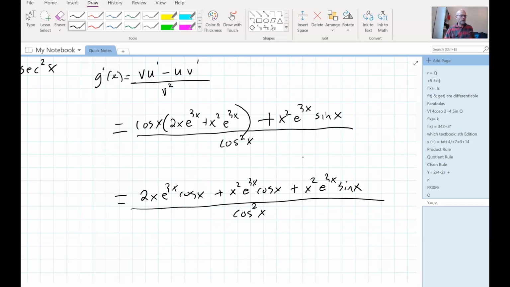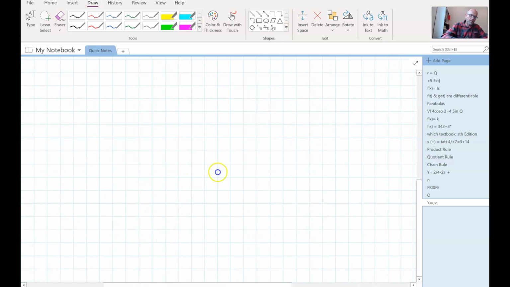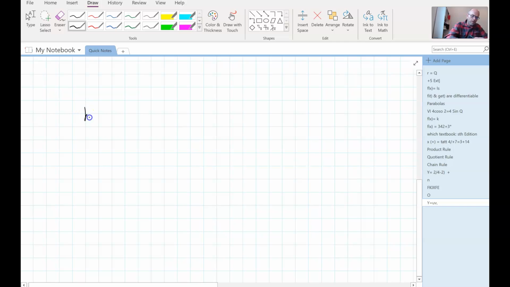So that's a complicated product rule, a complicated quotient rule. Let me do a chain rule that has a lot of stuff going on with it. So let's say we have h of x is equal to, let's see, e to the sine x squared. That looks like a good one.